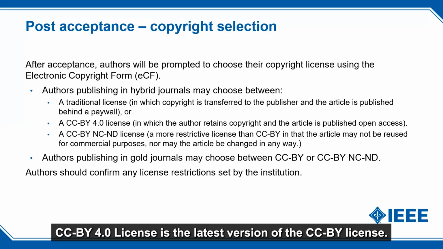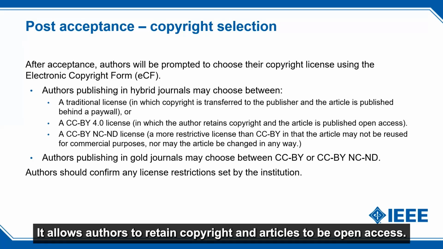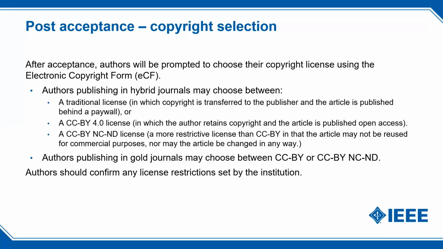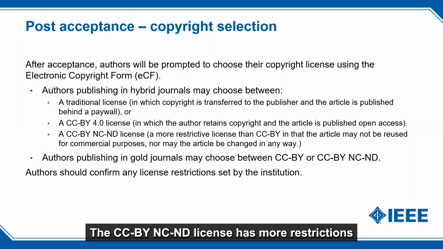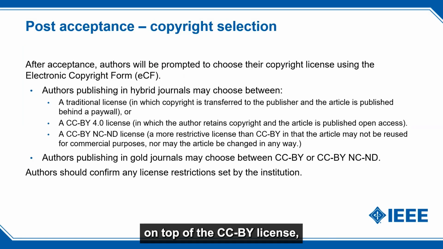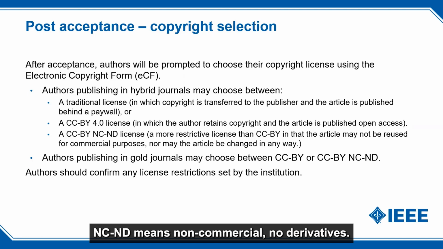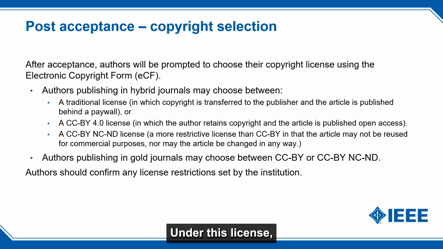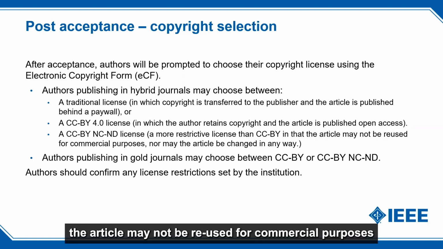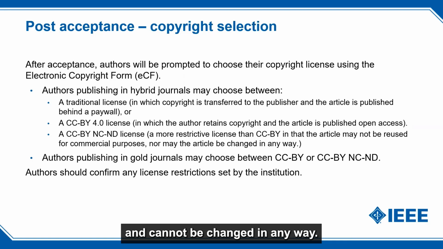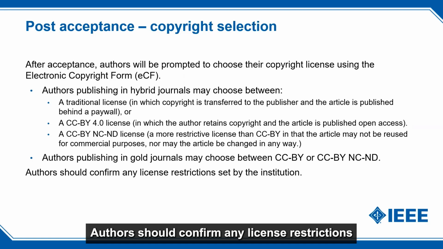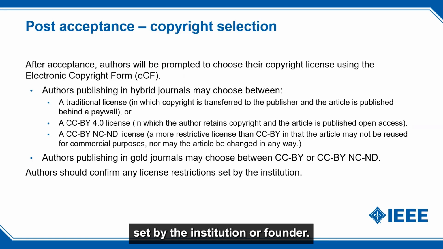The CC BY 4.0 license is the latest version of the CC BY license. It allows authors to retain copyright and the article to be open access. The CC BY NC ND license has more restrictions on top of the CC BY license. NC ND means non-commercial, no derivatives. Under this license, the article may not be reused for commercial purposes and may not be changed in any way. Authors should conform to any license restrictions set by the institution or the funder.